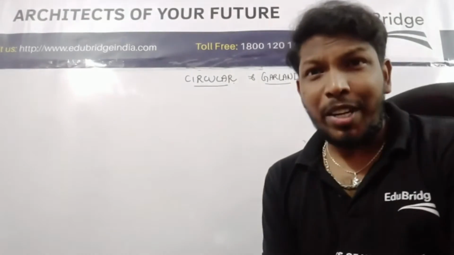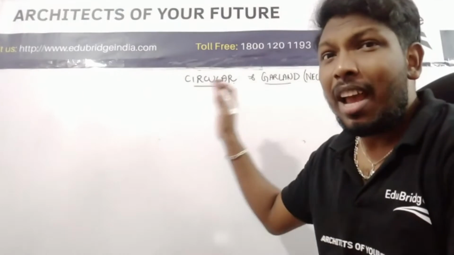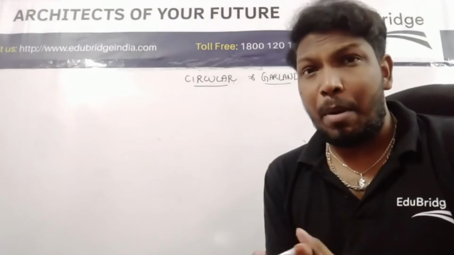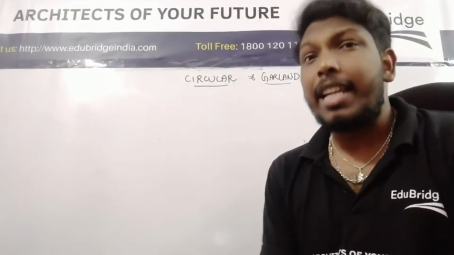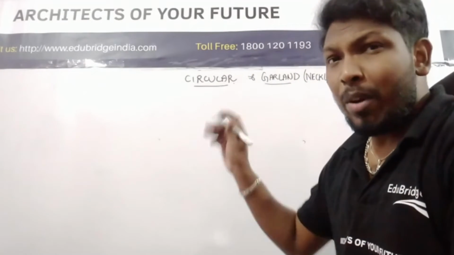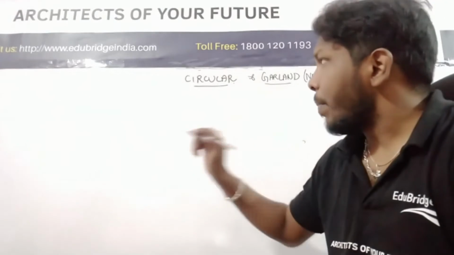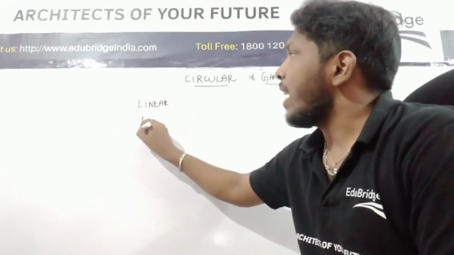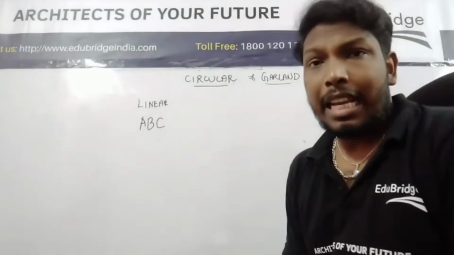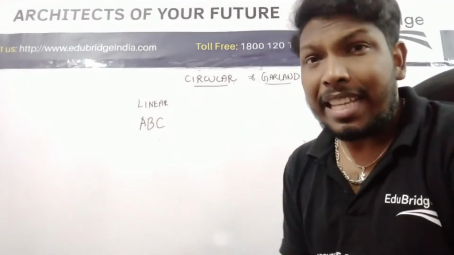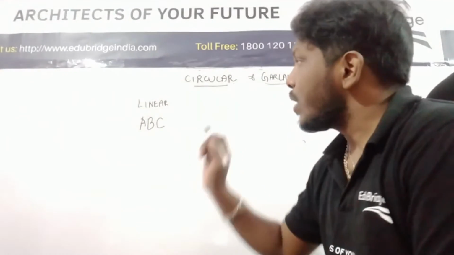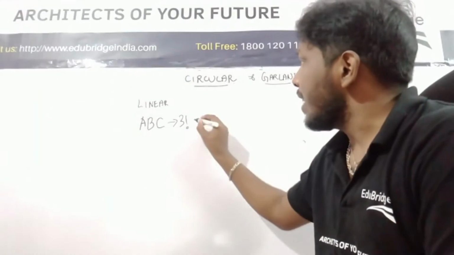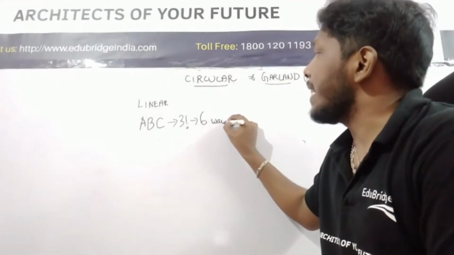So the next type that we're going to discuss here is circular permutation and Garland permutation. As I already told you about the linear permutation in the previous video that we uploaded, here we're going to discuss the same thing but in a different way. So in linear permutation, if there are 3 people, let's say A, B, C, arranging themselves, how many ways can they do it? They can do it in 3 factorial ways, which is nothing but 6 ways.